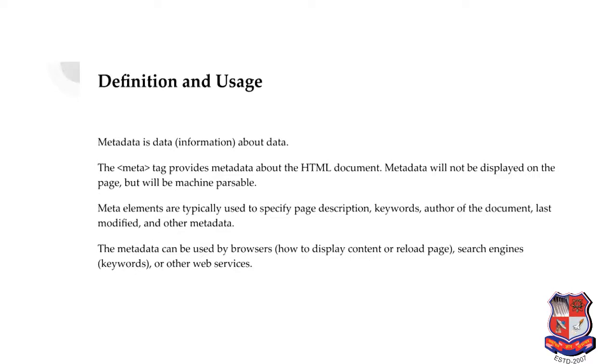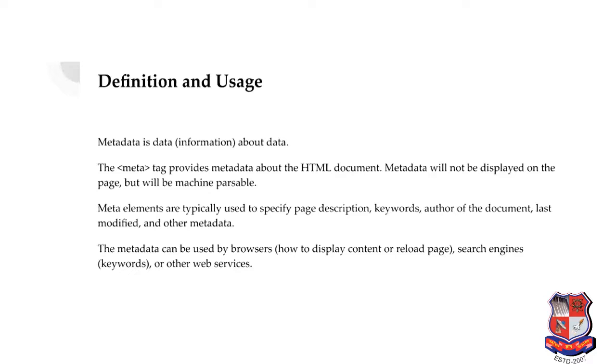Now, what is metadata? Metadata is data about data, like your environment number. We can directly get all the information from your environment number. That means metadata information. Meta tags always go inside the head element and they provide metadata about the HTML document. Meta tags are typically used to specify character set, page description, keywords, author of the document and viewport settings. Metadata will not be displayed on the page but is machine parsable.